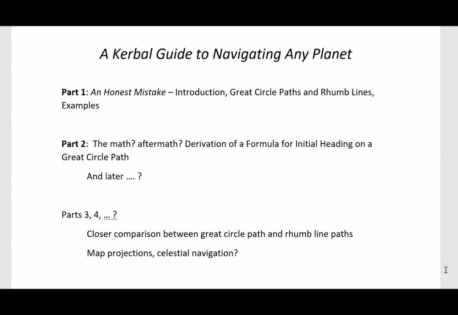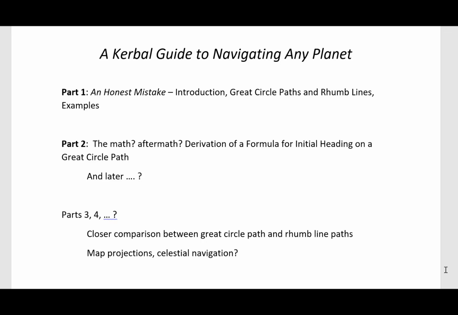Next, I want to finish off this part 1 by showing my first steps at some of the mathematics of navigation on a spherical planet, and some of the questions that arose, and the answers. Here we'll look at great circle paths and rhumb lines and compare those. In part 2, I'll look at the derivation of the formula for the initial heading for the great circle path. In part 1, I'm just going to use this formula, but in part 2, I'll get into the derivation and show why that formula works.